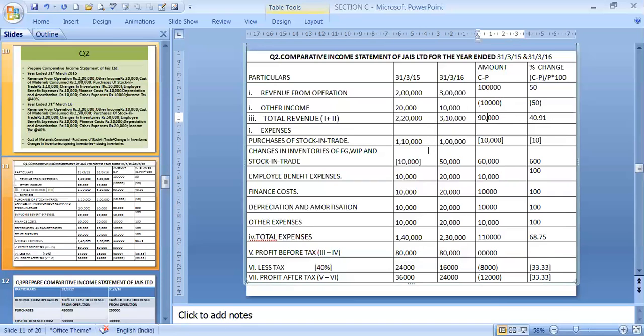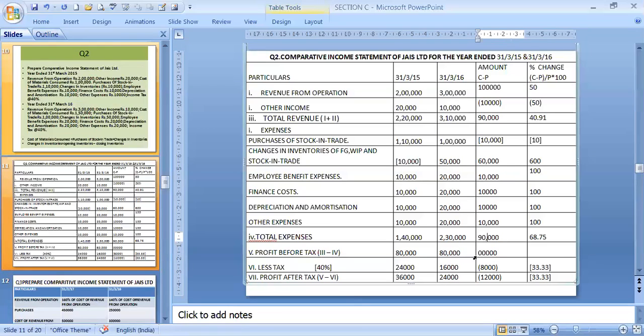Then 1 lakh minus 1 lakh 10 is minus 10,000. Then 50,000 minus minus 10,000, not minus 10,000. That's why minus into minus is plus, 50 plus 10, 60,000. Then 20,000 minus 10,000, all of these are 10,000 over here. And 2 lakh 30 minus 1 lakh 40 will be 90,000, which is the difference in total expenses.